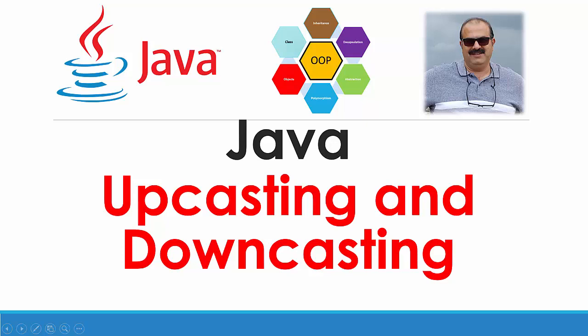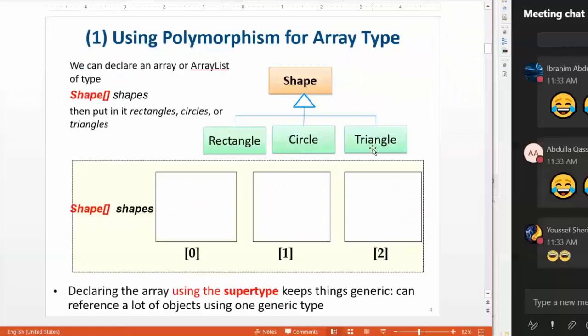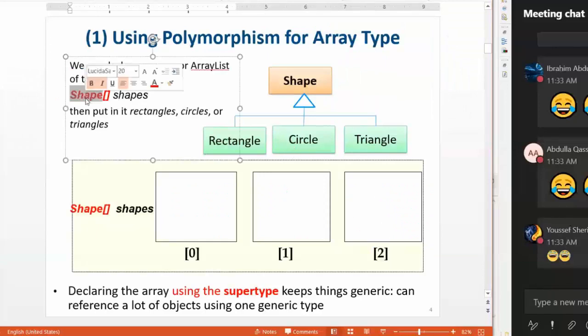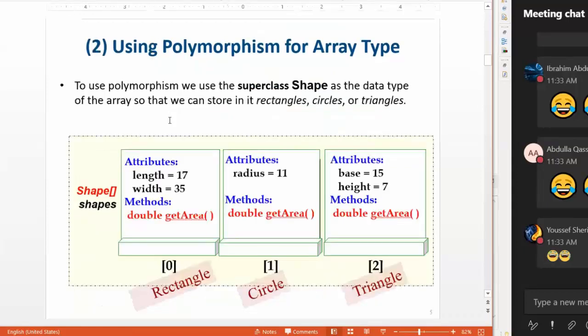Here we have rectangle, circle, triangle. When I put them in a shapes array, when I define the array as shapes, and I say shape 0 is equal to new rectangle, or shape 1 is equal to new circle, or shape 2 is equal to new triangle, this is upcasting. In upcasting, this is valid.